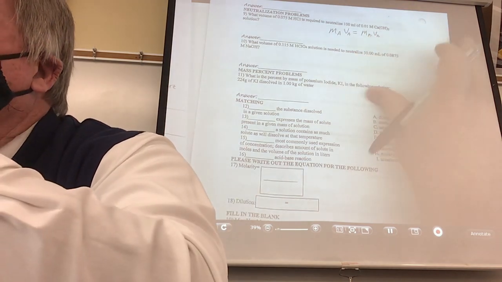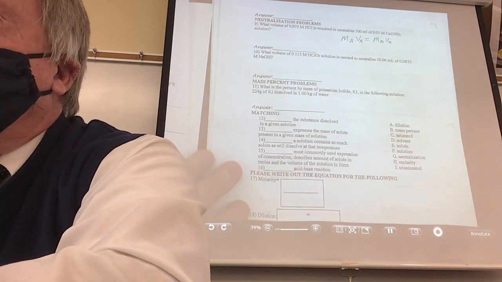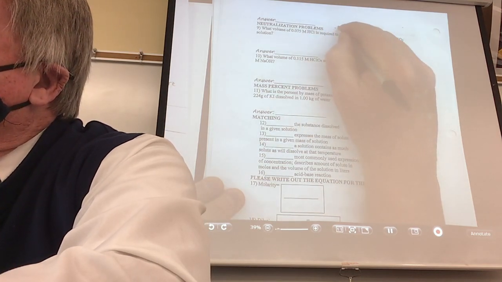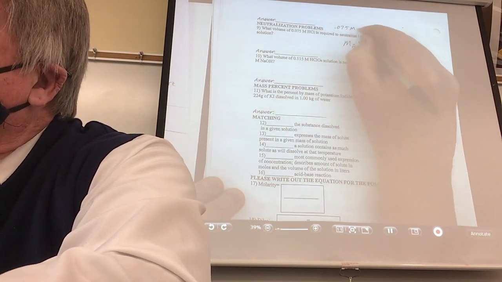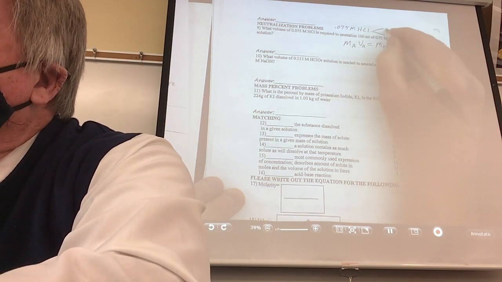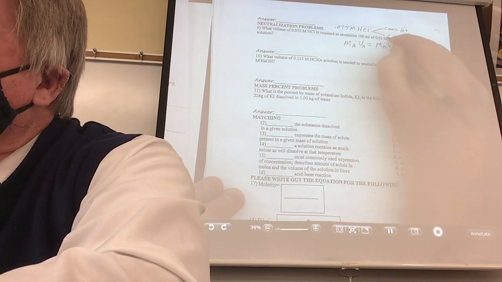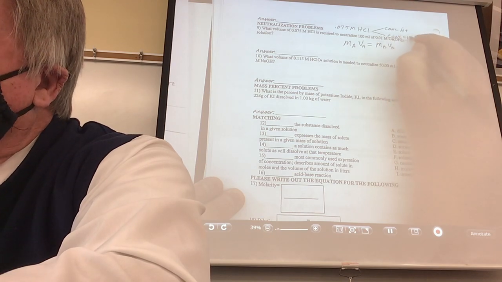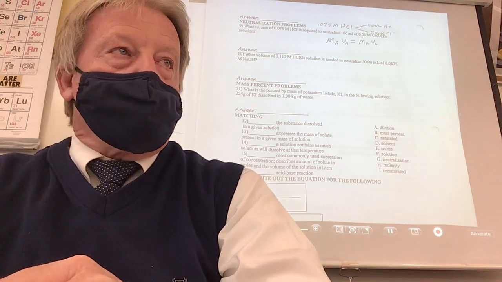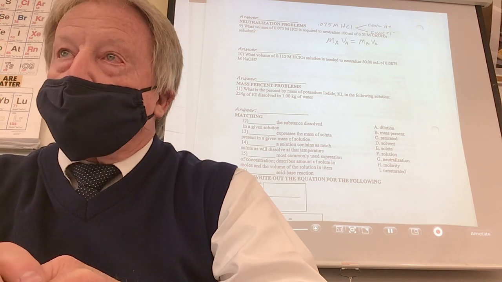Now, this is the tricky part. There's one little tricky part, and that's all. Here we go. If it is 0.075 molar HCl, here's my question for you. What is the concentration of hydrogen ions? What is the concentration of chloride ions? We did this yesterday. I know the concentration of HCl is 0.075. What is the concentration of hydrogen ions?